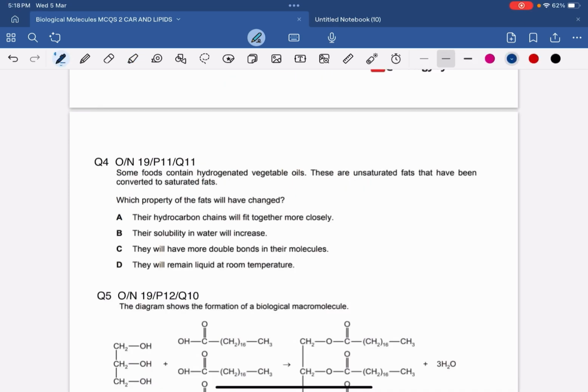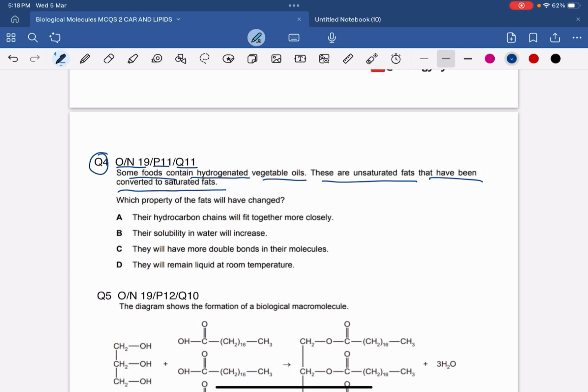Alright, so now let's move on to question 4. This question number 4 is from October-November 19, paper 1-1, question 11. The question says that some foods contain hydrogenated vegetable oils. These are unsaturated fats that have been converted to saturated fats.